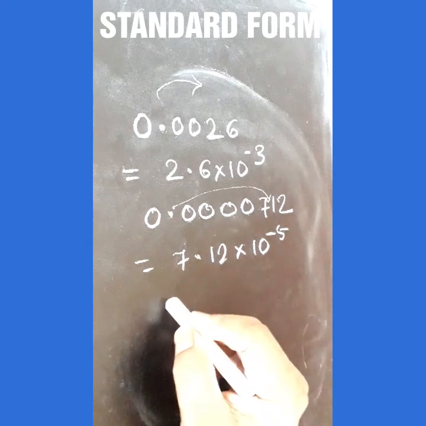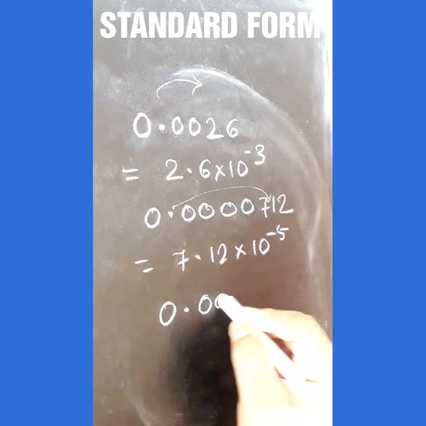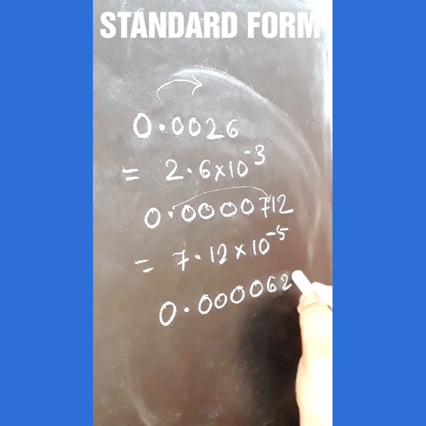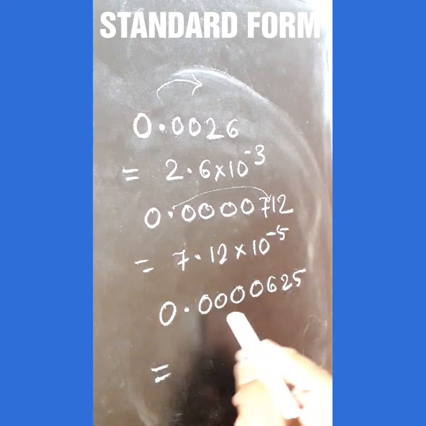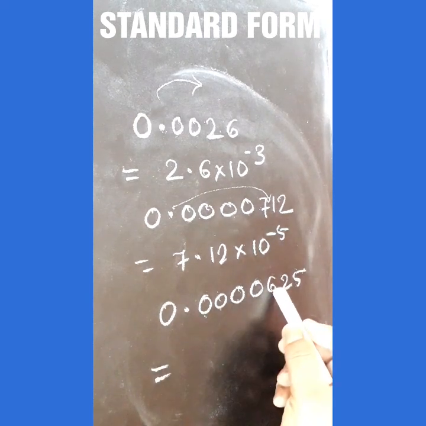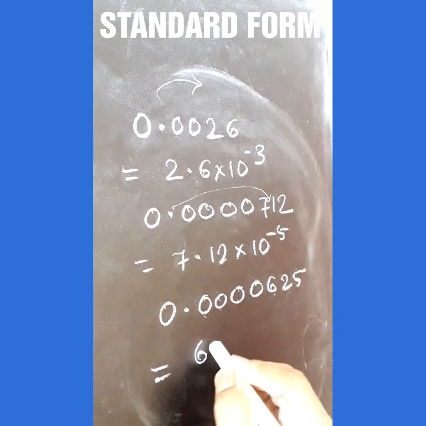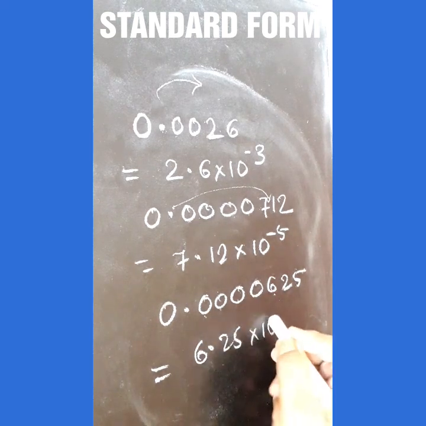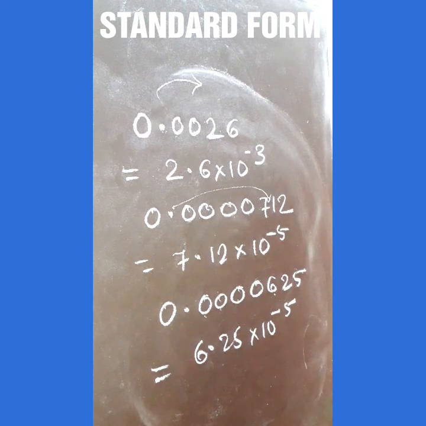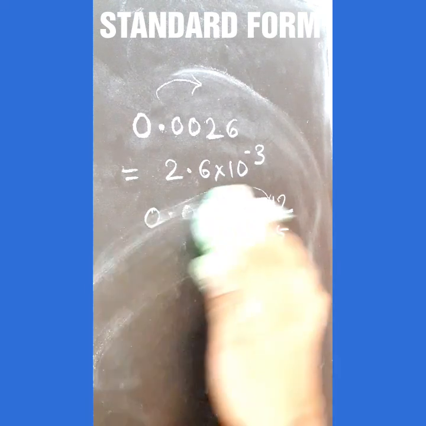Let us take another example: 0.000625. Now we will count from here, 1, 2, 3, 4, 5, again 5 digits. 6.25 into 10 to the power minus 5. In this way we can write a number in standard form.